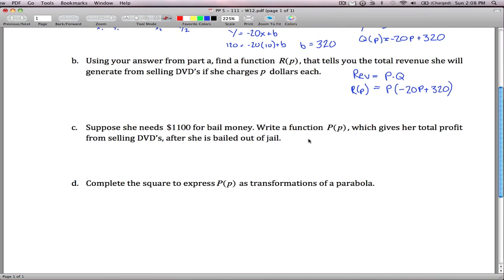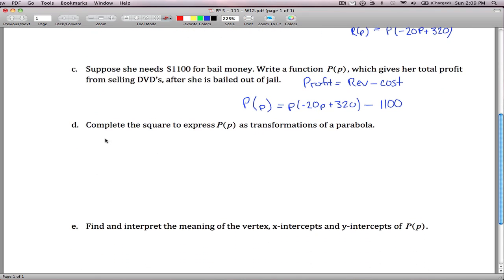In part C, we need to find profit. What you need to know about profit is that profit is what you take in, the revenue, minus what you give out, the cost. In this case, that cost is this $1,100. So really, for part C, there's not a whole lot to do. We say profit as a function of P. Unfortunate that they're both P here. Sorry about that. Let's see, here's our revenue up here. Right, P times negative 20p plus 320. So profit is revenue, which I just wrote, minus cost, which is $1,100. And there's our profit function as a function of price.